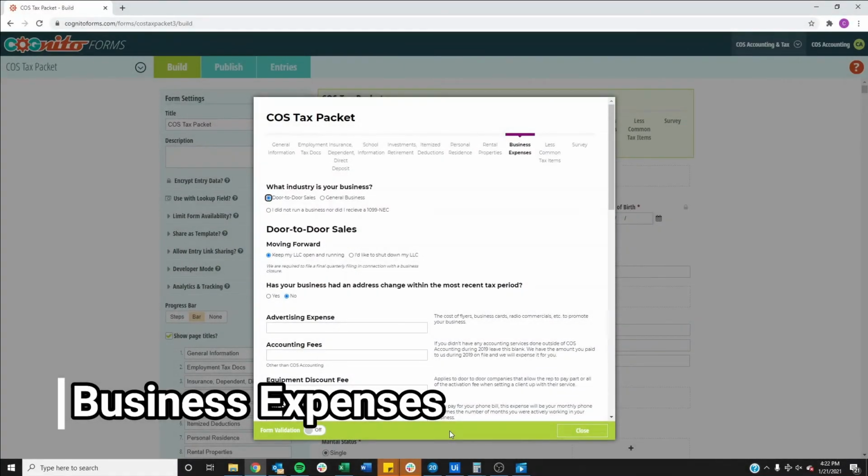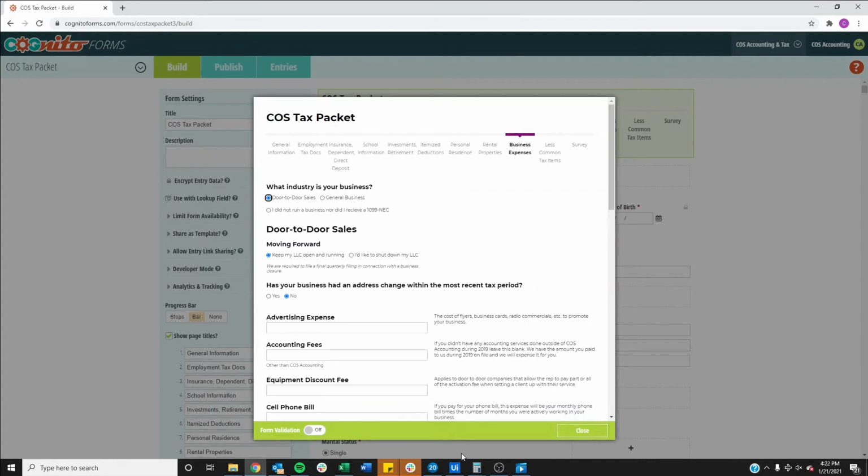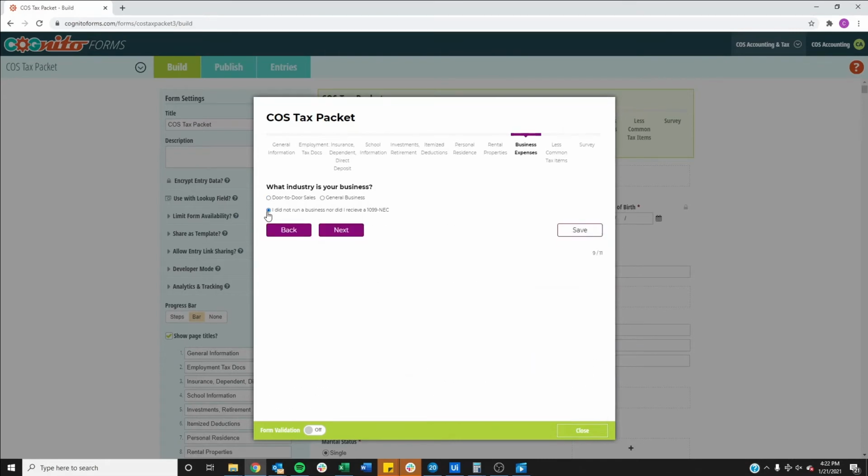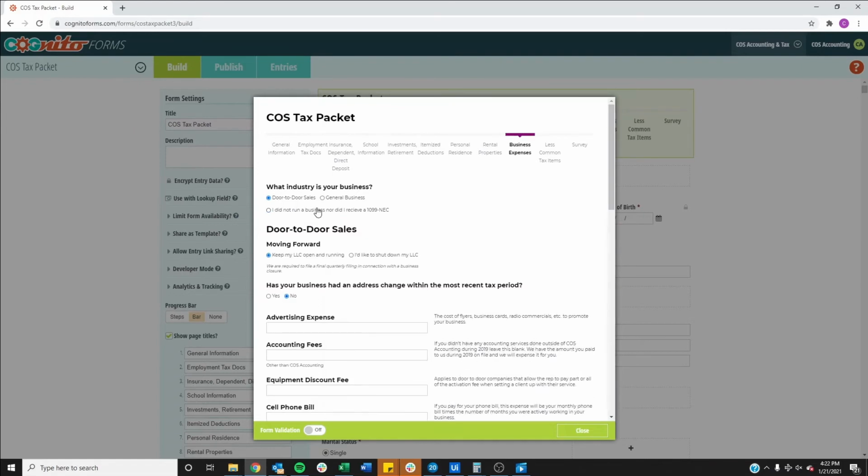In this section, we will be covering the business expenses. So for those of you who are a W-2 employee only, you and your spouse if you're married, you can just click this box and you will not need to worry about this section, and you can continue on. But if you did receive a 1099 NEC or 1099 MISC document, or you have a business where you receive revenue, you can select what kind of industry you have.